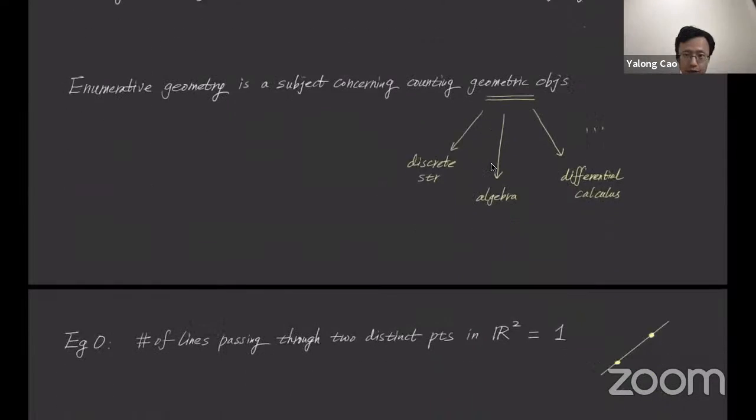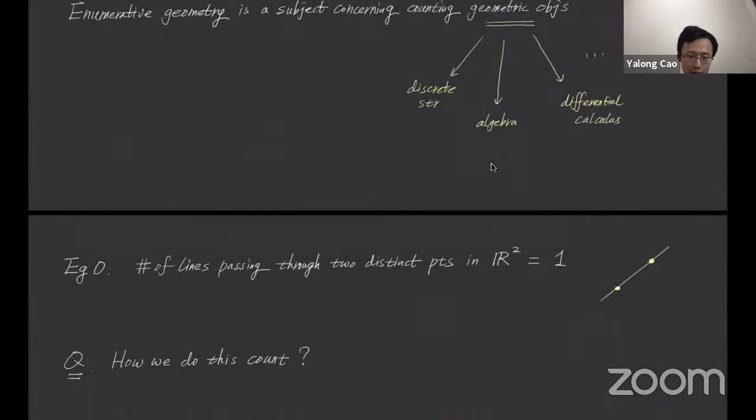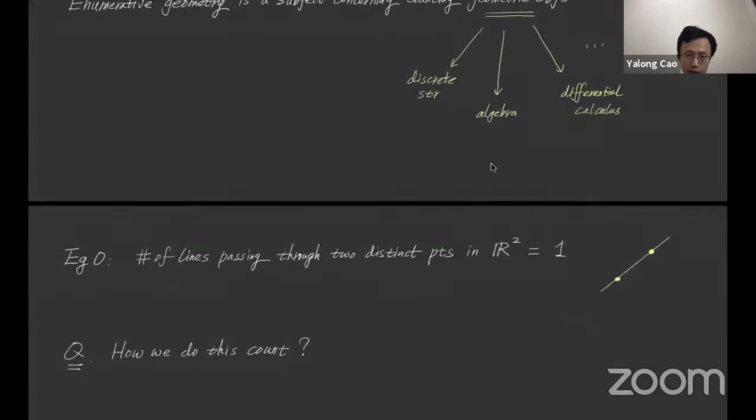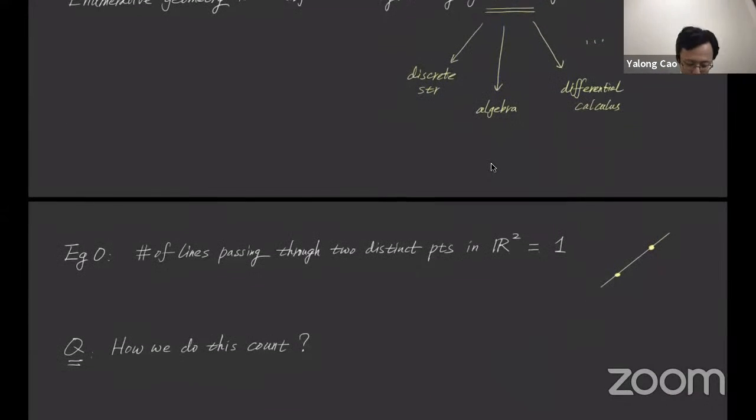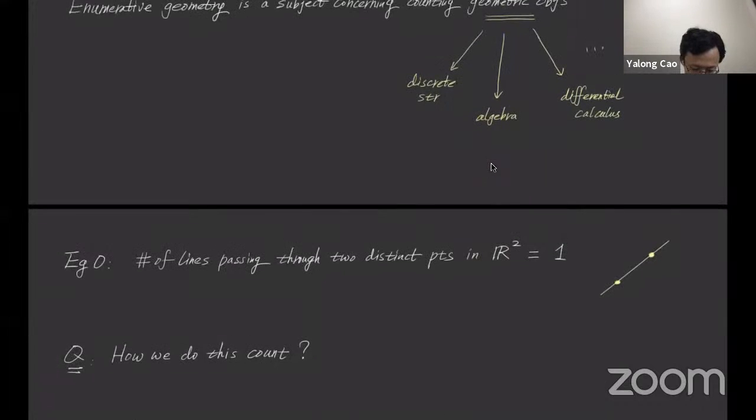Let me give you the simplest example of enumerative geometry. We are just counting the number of lines passing through two distinct points in R2, a two-dimensional Euclidean space. Everyone knows the answer. This is 1, because in this plane, you consider a line passing through any two different points, and there is only one such line.